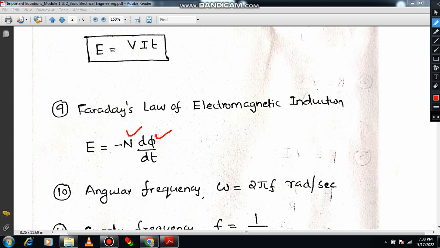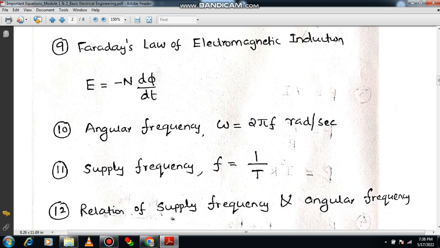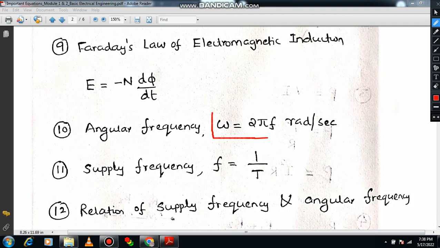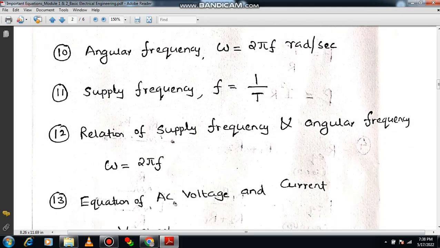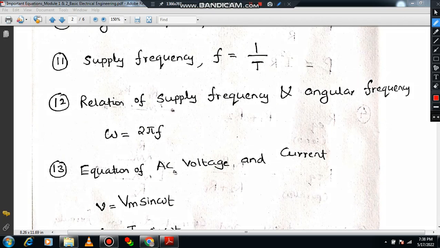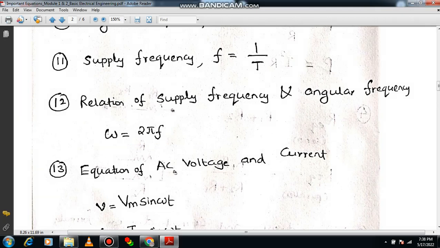Another important thing related to AC circuits, you need to understand what is angular frequency. Angular frequency can be written as omega is equal to 2 pi f. What is the unit of angular frequency? Radian per second. Another important thing is supply frequency, number of cycles per second. Supply frequency can be calculated by using the formula f is equal to 1 divided by T, where capital T is the time period. Then the relation between supply frequency and angular frequency: omega is equal to 2 pi f, where omega is known as angular frequency and small letter f is known as supply frequency. Likewise, you can note down.